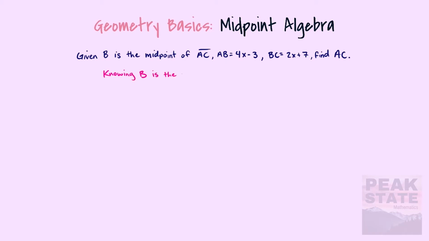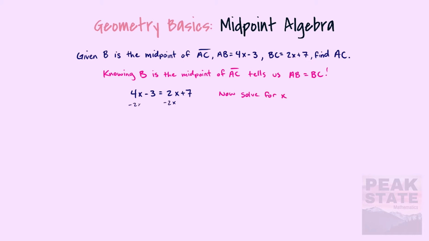We know that B is the midpoint of AC in this type of problem, which tells us directly that AB is equal to BC. Therefore, we can just substitute the two parts in, set them equal to each other, 4x minus 3 equals 2x plus 7, and then solve for x.